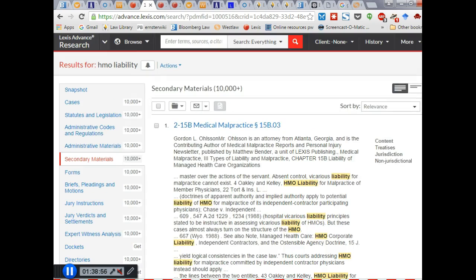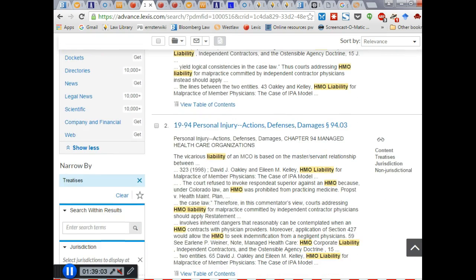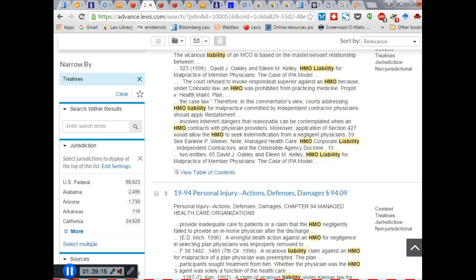And then I'd start to take a look and see medical malpractice. Okay, HMO liability, and I would scroll down and see what looks promising. Personal injury, actions defend, vicarious liability of an MCO. Remember what we learned from our search, managed care organization. I might look at that.